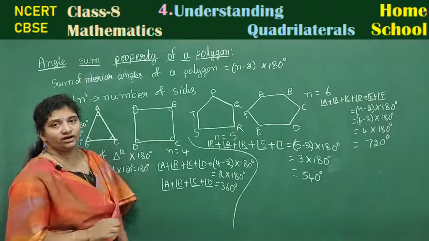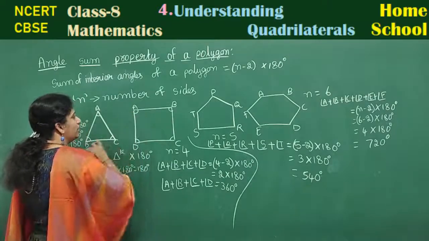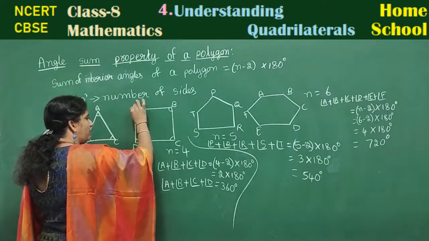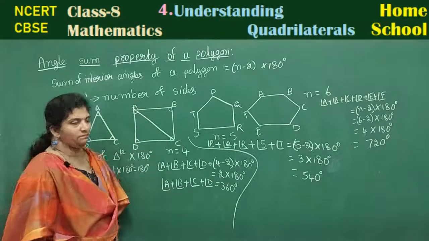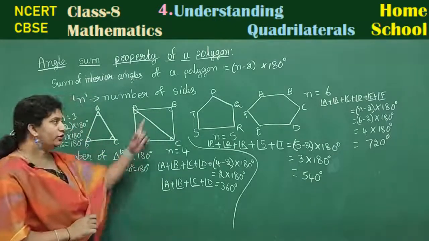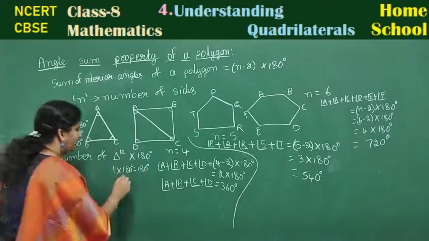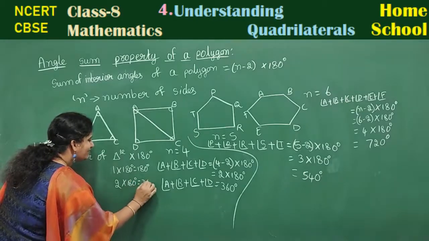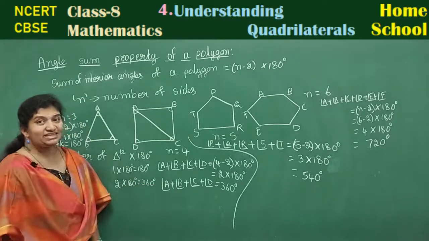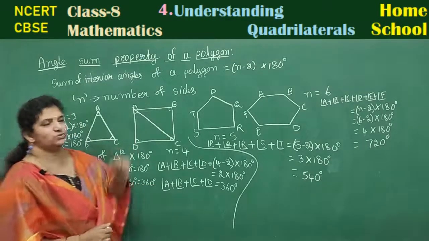Next, let me go with the quadrilateral. Let me take any one point, A, and join the non-consecutive point. How many triangles did you get? 2 triangles, right? Now, 2 into 180 degrees, that will be 360 degrees. Easy technique, children. Next one.